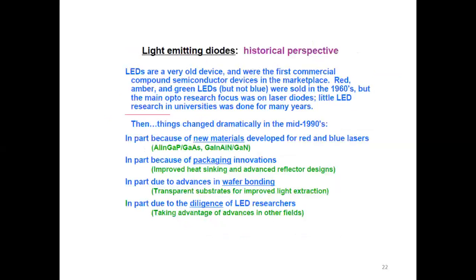If you think about the historical perspective of LEDs, it has drastically changed since the 1990s, particularly because of many new materials which developed red-blue lasers. Then further, the improvement of the packaging technologies, development of wafer bonding, and further taking advantage of the advancement of many other technologies.